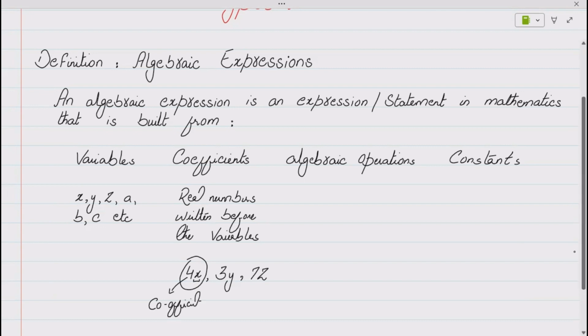Likewise, in 3y, 3 is the coefficient. In 7z, 7 is the coefficient. So coefficients are nothing but the real numbers that are written before the variables. And what are variables? Variables are just the unknown things, just you can say the English letters written in an expression.